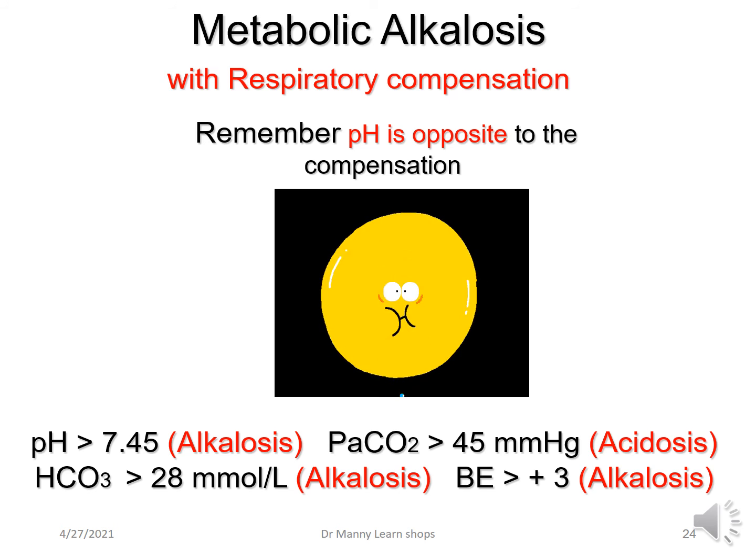So what you've got is alkalemia in the pH, alkalosis, bicarbonate, alkalosis, base excess. So what you've got is a metabolic alkalosis. The PaCO2 is opposite, acidosis. So therefore, this indicates that you've got a metabolic alkalosis with respiratory compensation. The pH is typically opposite to the compensation.